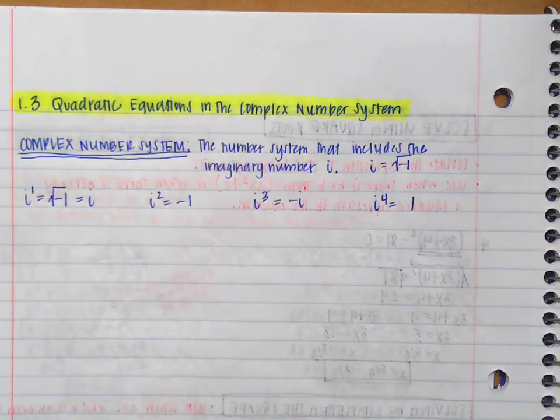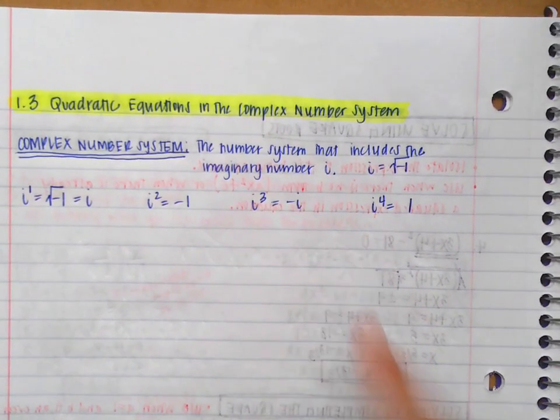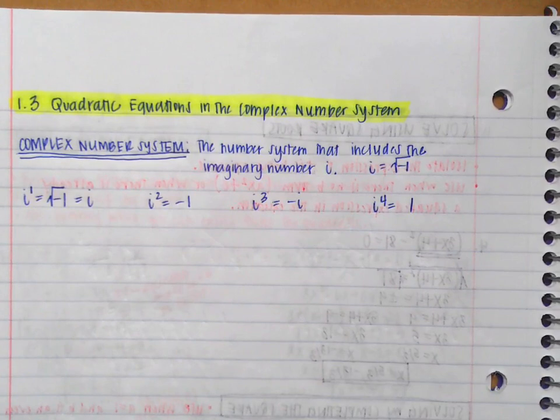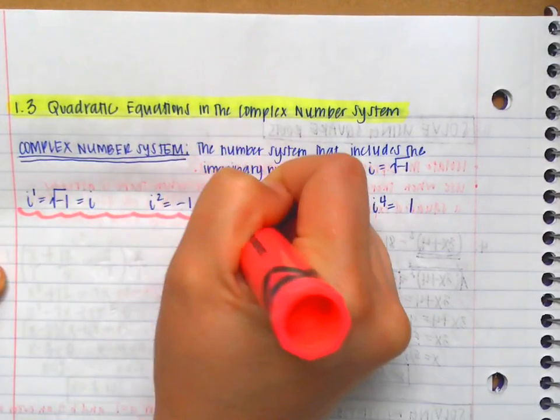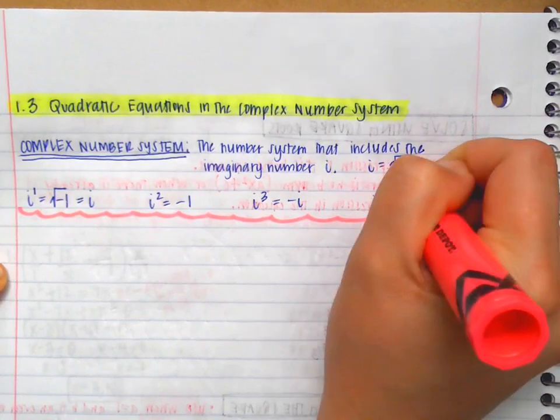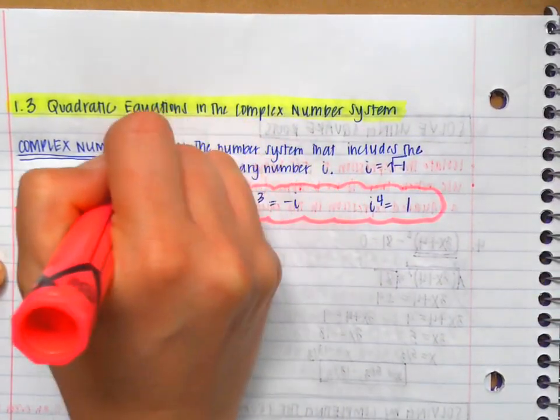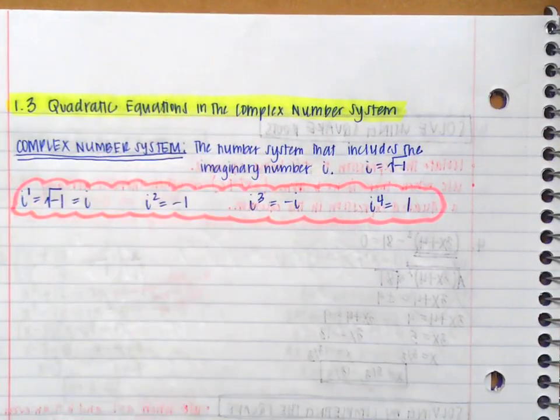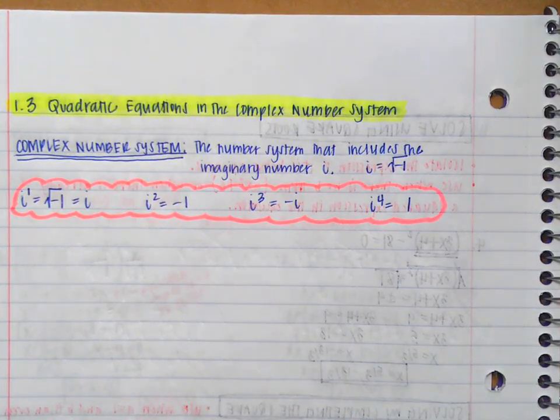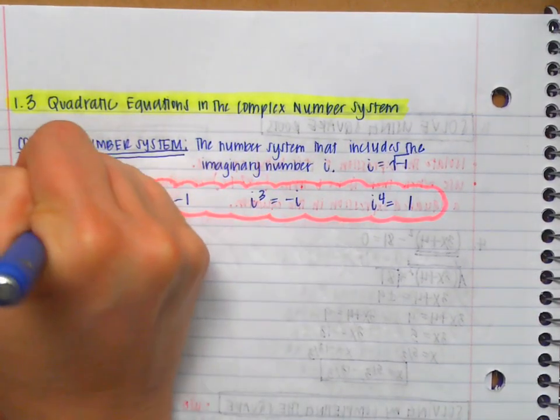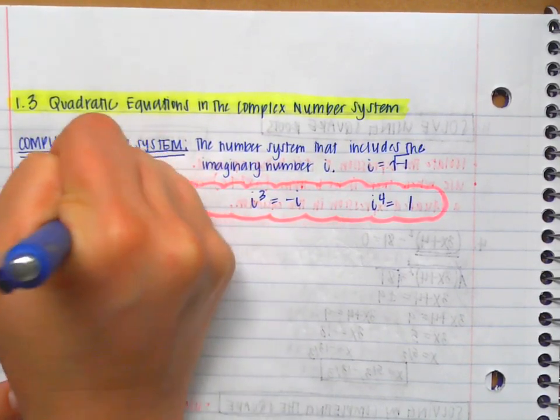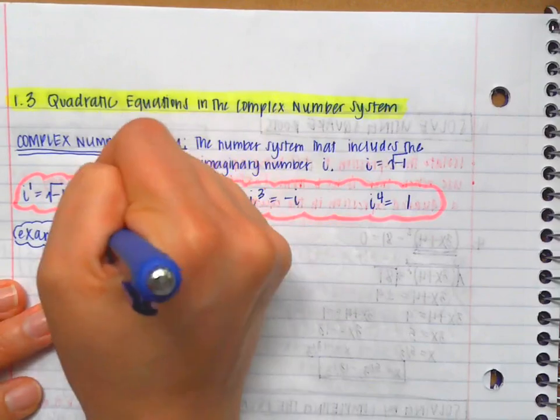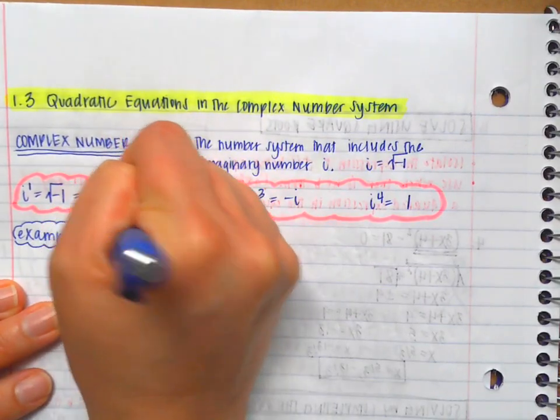So as long as you have these 4 memorized, that's really going to help you in simplifying any of the other ones. And let's do some examples. So like I said, as long as you have these 4 memorized, you should be good to go with any other ones. So let's do some examples. Okay, so for these examples, I'm just asking you to simplify.